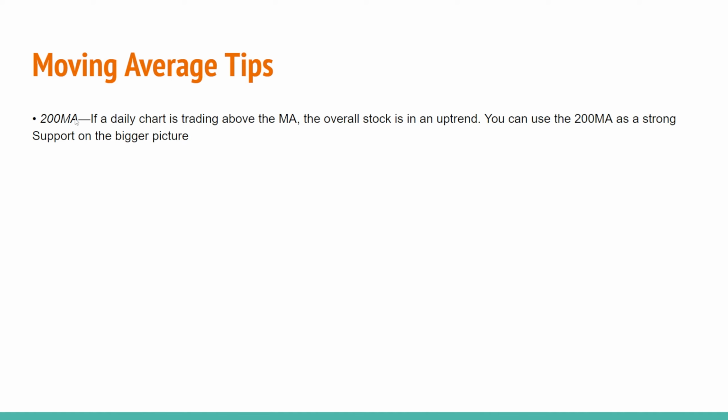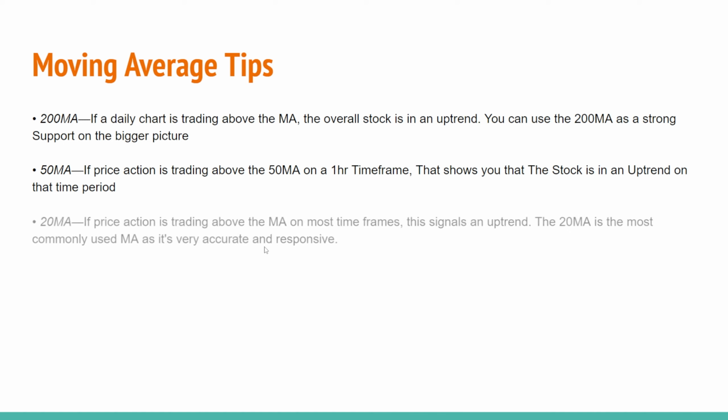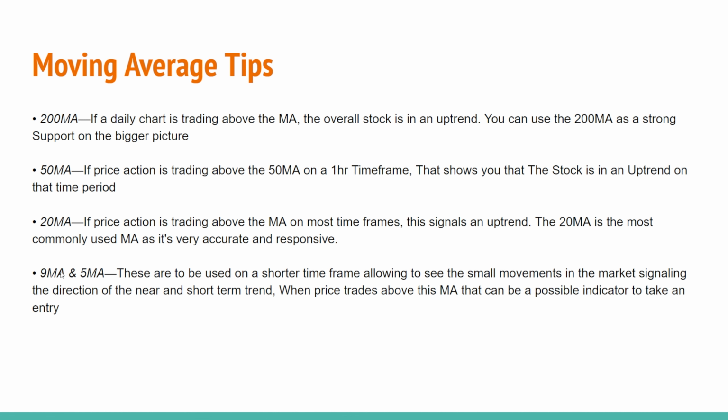Now, some tips for moving averages. I went over this a little bit ago, your 200 MA. If your daily chart is trading above the 200 MA, it's in an uptrend, and you can use it as a pretty strong support. Your 50 moving average, if your price is trading below or above it on an hourly time frame, shows you a short-term trend. Your 20 moving average shows you an even shorter term trend. And the 5 and the 9 are the shortest time frame trend, and this is more than likely what you'll be using for scalping.